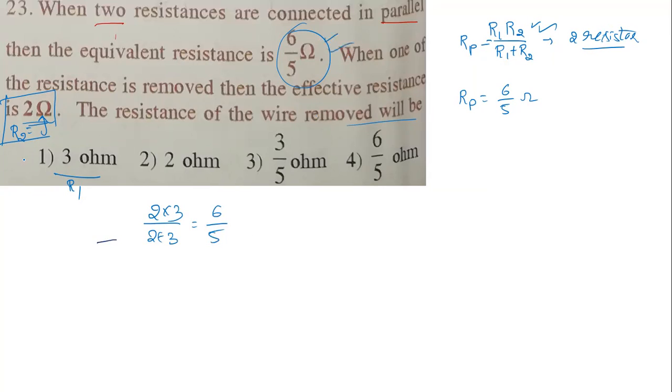So what is the right answer? This is the right answer. Sir, this is a trick. A simple thing: by looking at it, I need to use one more resistor so that the effective resistance becomes 6 by 5.